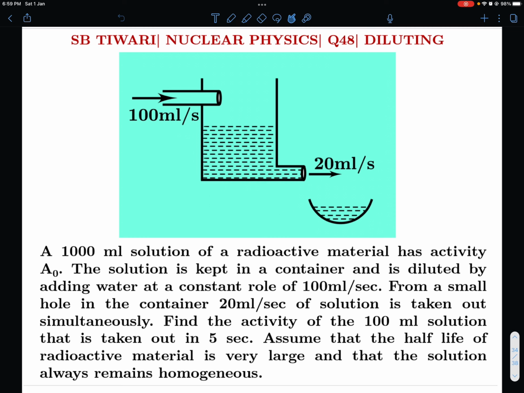Today I have brought a problem from nuclear physics from Shashibhushan Tiwari, and I have chosen this problem because some of my students are facing some difficulty solving this one. So let me straight away get into the problem.